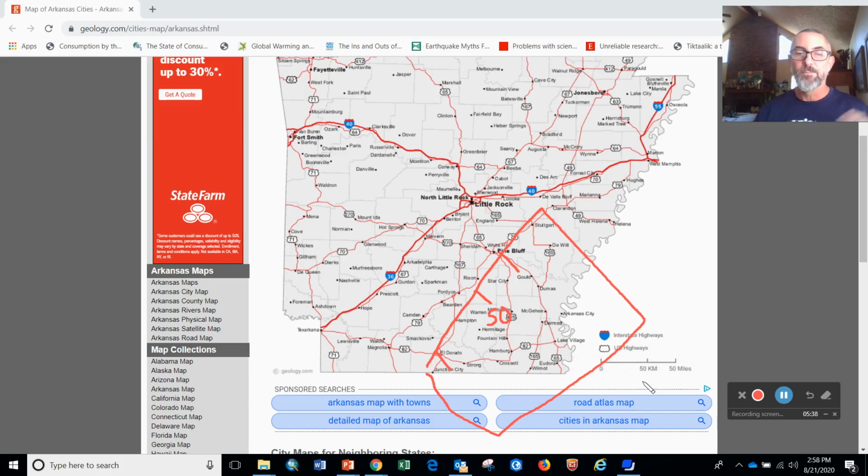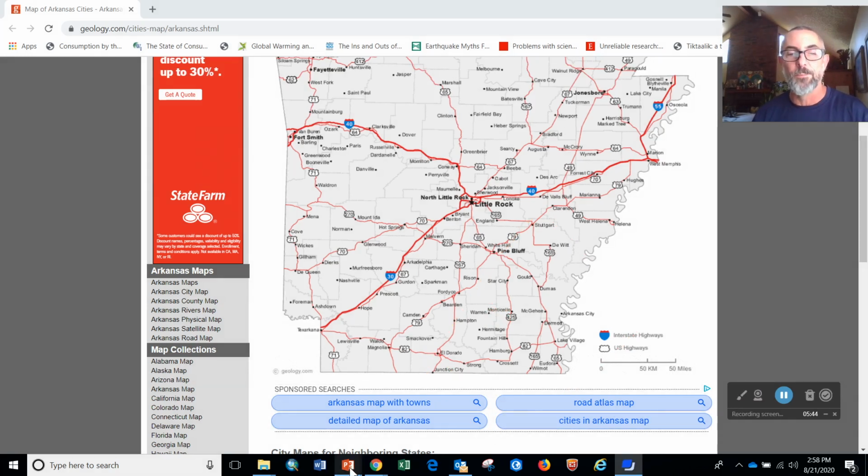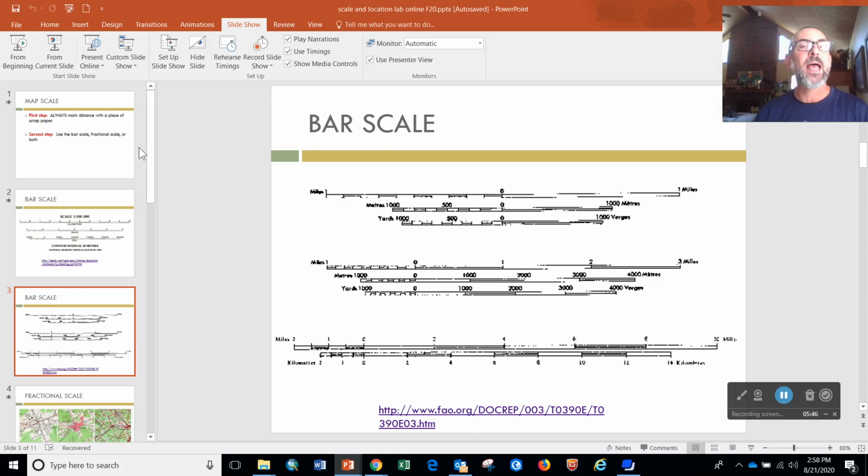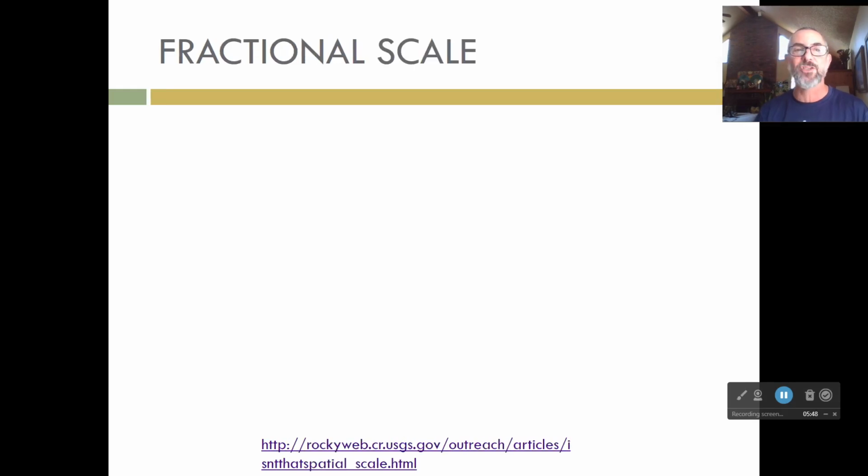So the bar scale is fairly straightforward, but not everyone really likes using it. For those people, we have what is known as the fractional scale. The fractional scale is written as a 1 colon big number.